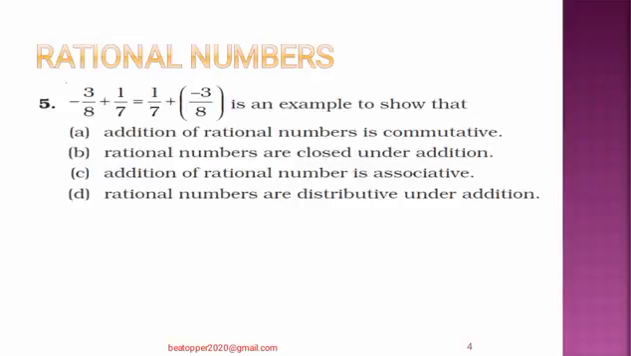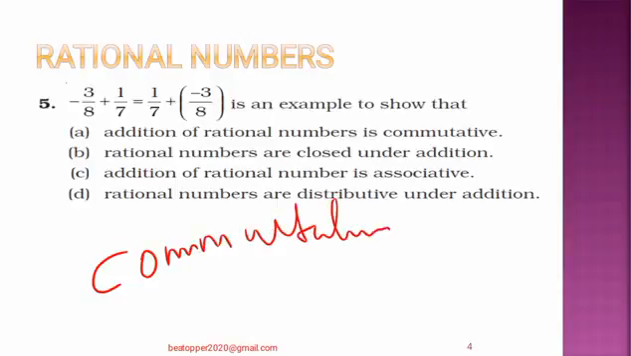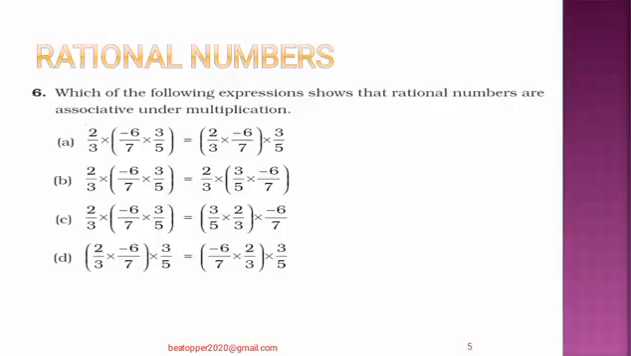Next question, minus 3 by 8 plus 1 by 7 is equal to 1 by 7 plus minus 3 by 8. This is the commutative property. So it shows that addition of rational numbers is commutative. What is commutative? a plus b equals b plus a, where a and b are rational numbers. This is the commutative property.